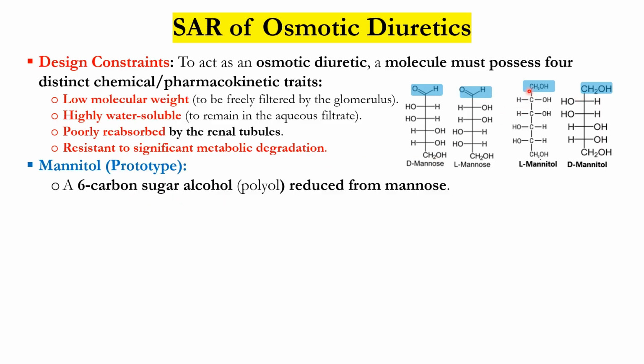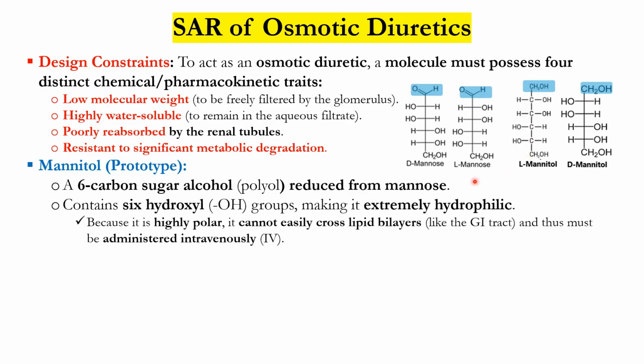As we have seen, 1, 2, 3, 4, 5, 6 carbons, and they also contain 6 hydroxyl groups, 1, 2, 3, 4, 5, 6. These 6 hydroxyl groups make it extremely hydrophilic. Because of its highly polar nature, it cannot easily cross the lipid bilayer like that of the gastrointestinal tract, and thus must be administered intravenously.